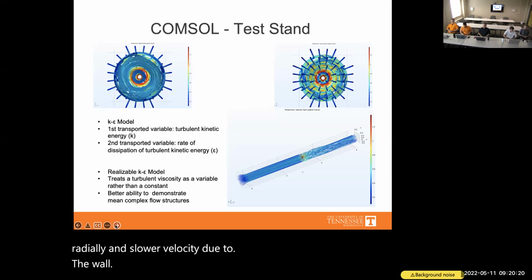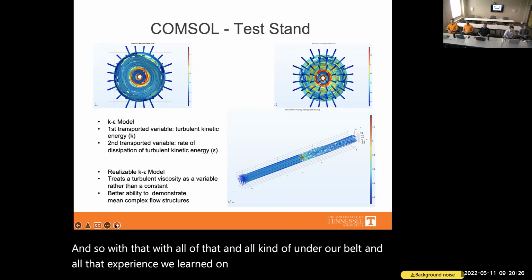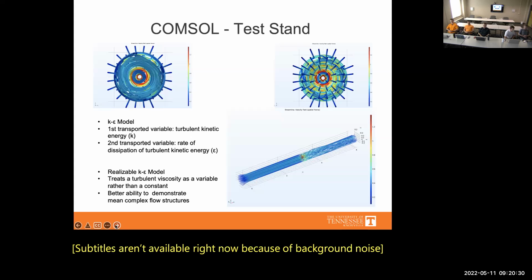And so with all of that knowledge under our belt and all that experience, we went on to model our actual test stand, which is approximately 15 feet long at a 16-inch diameter. Initially, we attempted to use a K-epsilon turbulence model, which involves 2 transport variables. The first is the turbulent kinetic energy, which is the K, and the second is the rate of dissipation of turbulent kinetic energy, which is the epsilon.